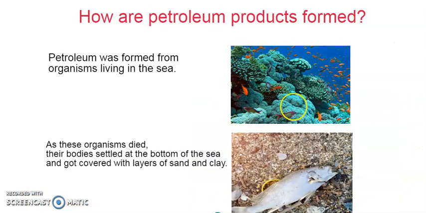So, petroleum was formed from the organisms living inside the sea. As the organisms in the sea die, they settle at the bottom of the sea. And as they settle down, one by one, they get covered with layers of sand and clay. Let's understand it more precisely.